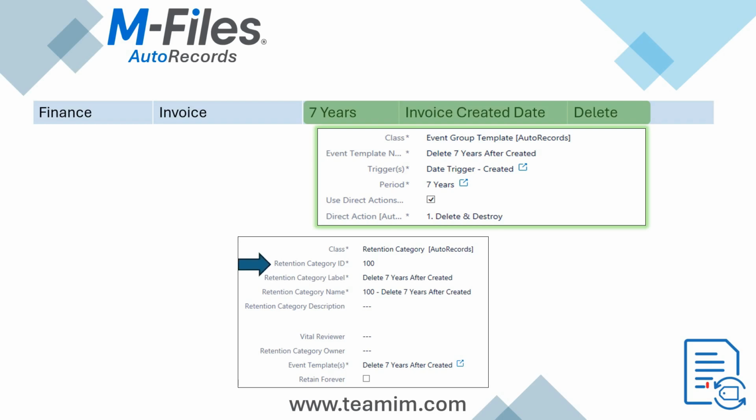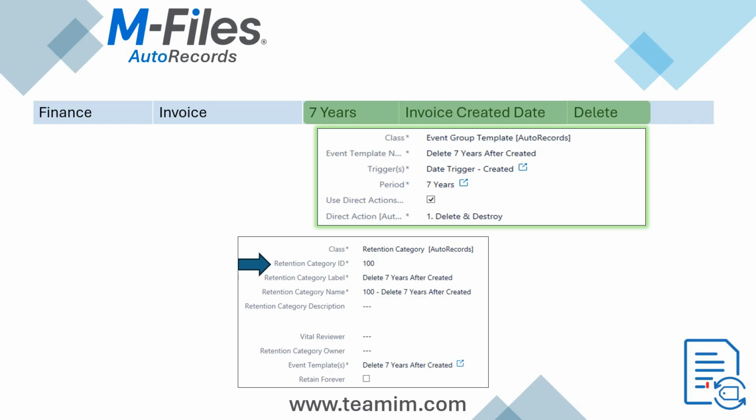The retention category ID uniquely identifies the retention category and is often required to comply with standards. It's just a number, and we recommend giving some thought to how you will number your retention categories. For example, you might have numbers that correspond to departments, so all finance retention categories are 0 through 100, HR is 101 to 200, etc.